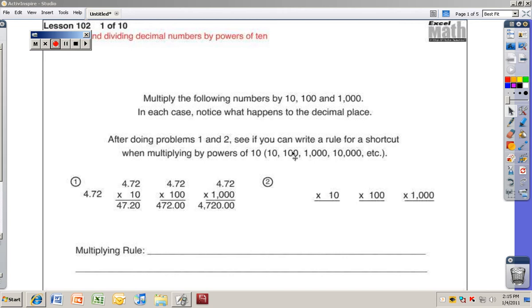Sixth grade Excel, lesson 102. Here we go. We've got a live studio audience today to learn how to multiply and divide decimal numbers by a power of 10.